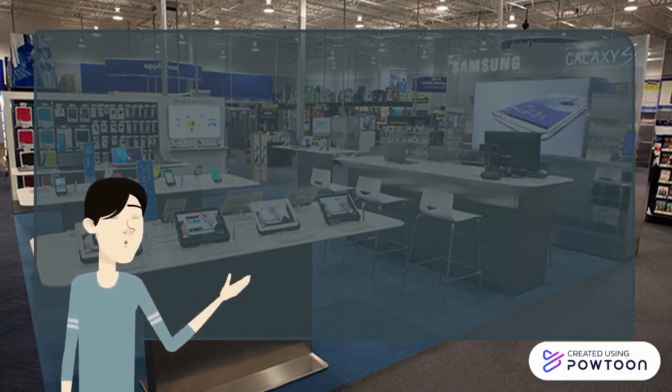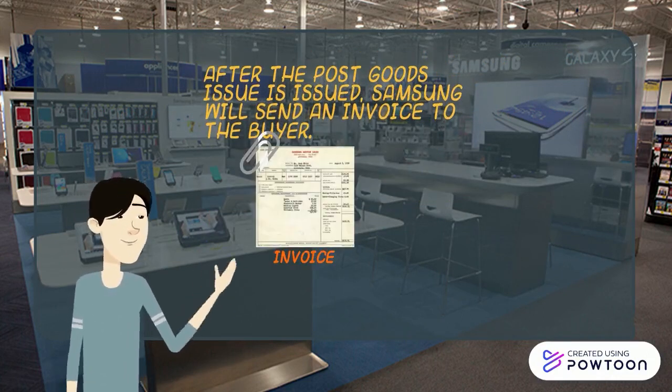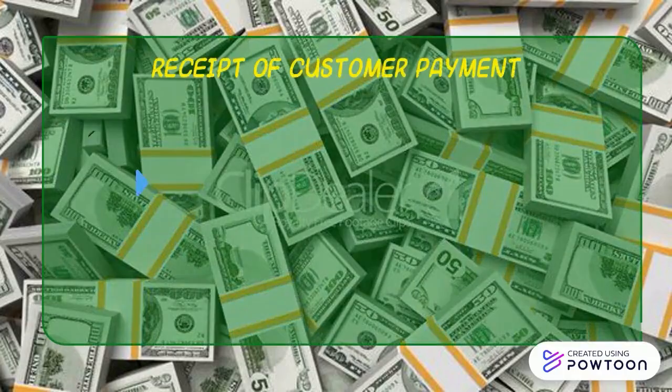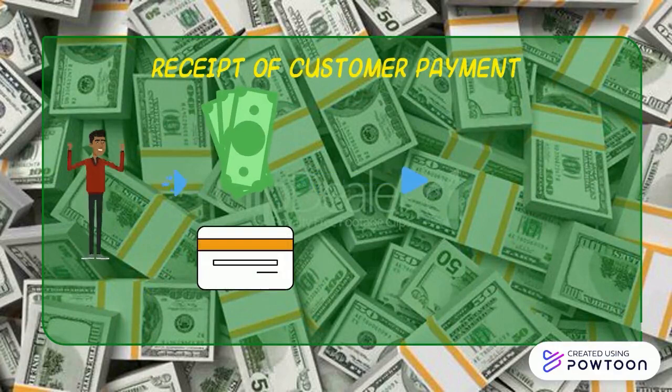After the post goods issue is issued, Samsung will send an invoice to the buyer. The buyer can then do their payment either by cash or digital payment, and when the bill is paid, Samsung will then send a receipt back to the buyer as proof of transaction.